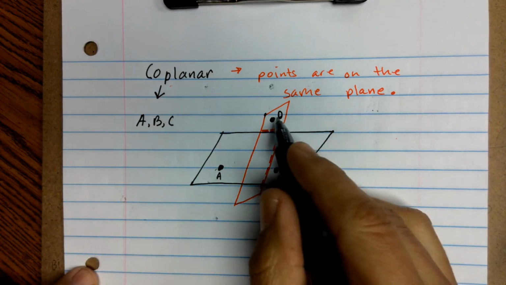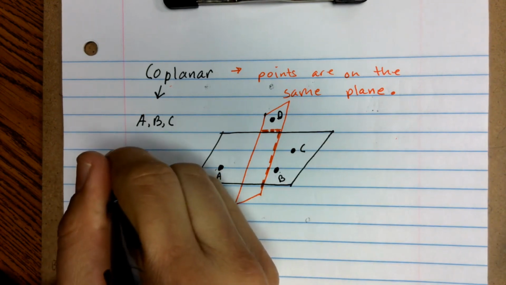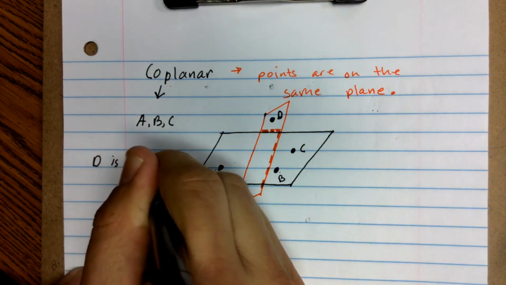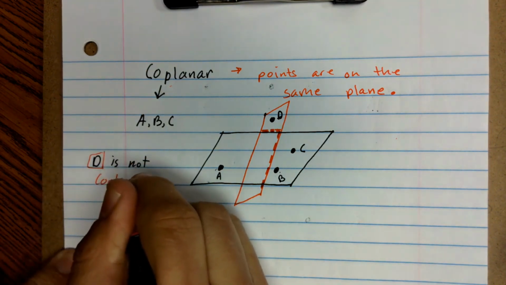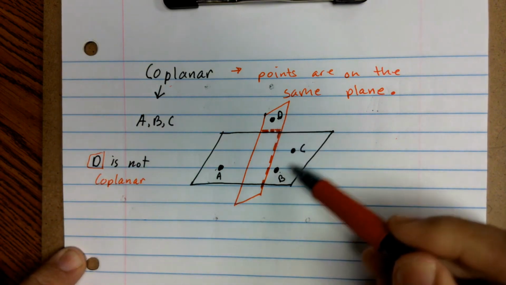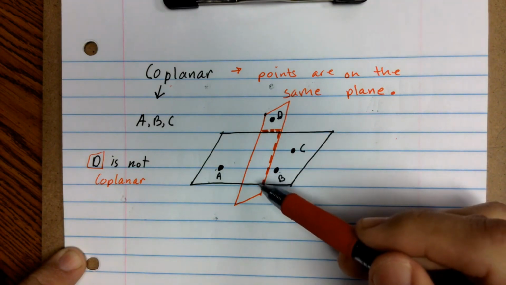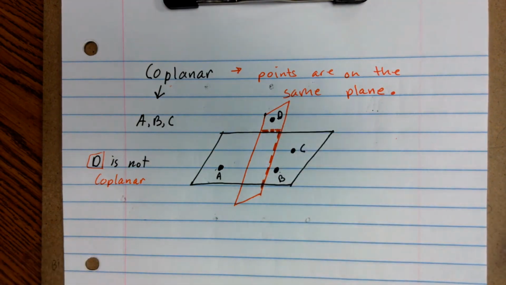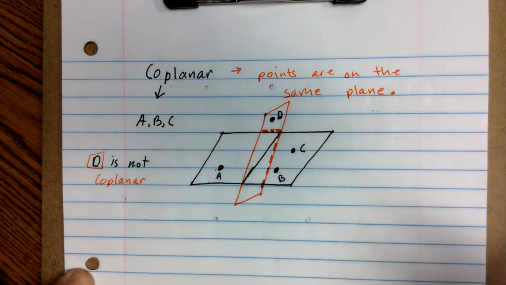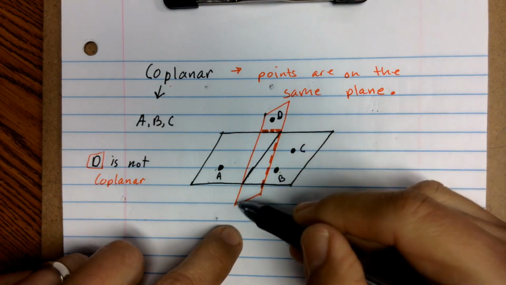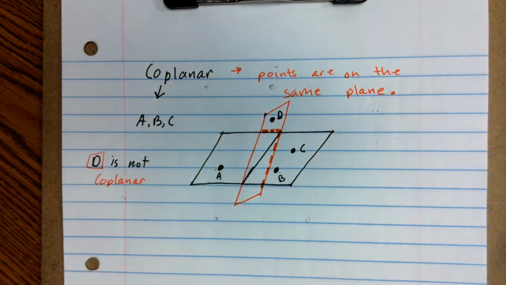But point D, I'm going to put D, is not coplanar, because it is not on the same plane as ABC. It's in this other shape, this second shape that I drew cutting through the original. So just kind of imagine that. Notice this is on its own plane that cuts through it. In other words, imagine they're kind of intersecting each other.